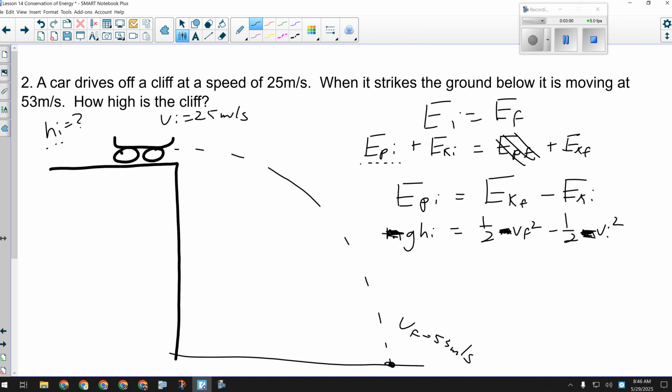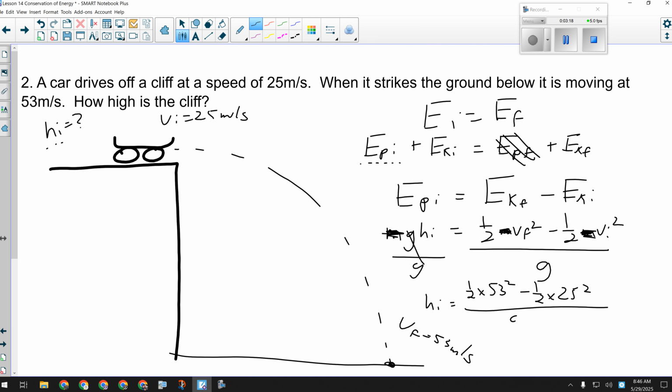And I just want to get HI by itself. What do I have to do with G? Just divide it over to the other side. So the initial height of the cliff is 1/2 times 53 squared minus 1/2 times 25 squared, divided by 9.81. Sorry, I forgot to fire up my calculator.